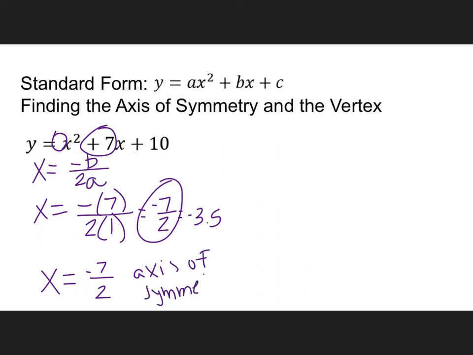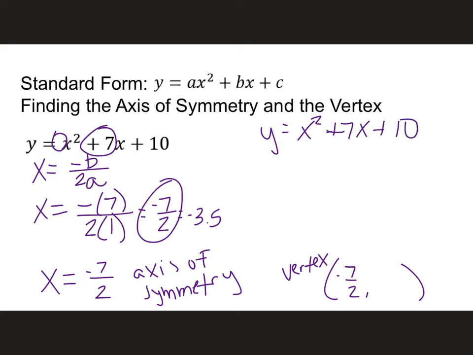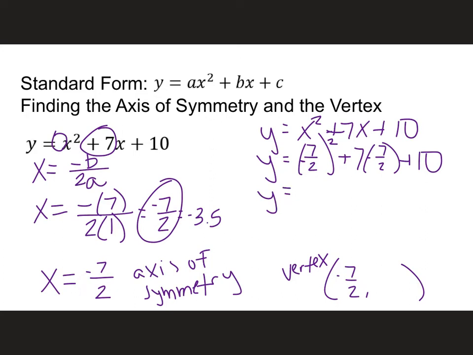And the axis of symmetry is on the vertex. So now we know for the vertex, the x value is -7/2. So if I take the equation y equals x squared plus 7x plus 10, then I can substitute -7/2 in for x, and then simplify. So -7/2 squared would be 49/4. 7 times -7/2 would be -49/2, and then plus 10.